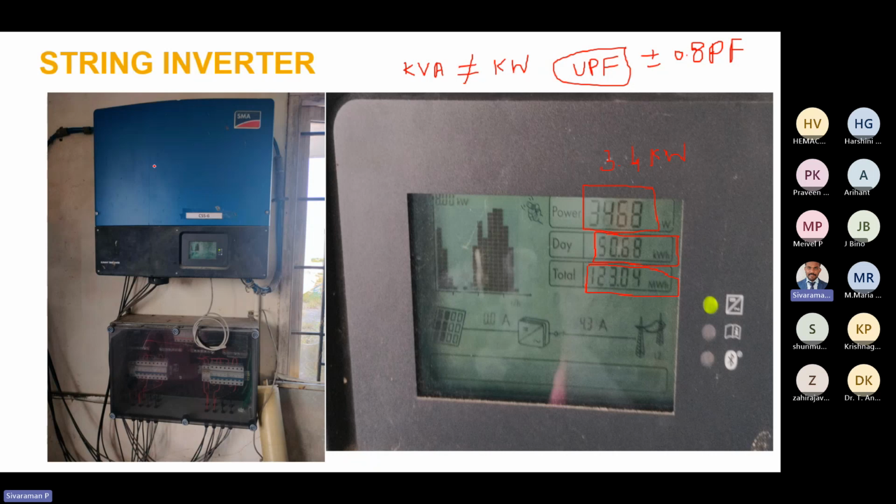So this is the solar string inverter. Then this will be the DC-DB, meaning DC distribution board. Here the MCB will be there. This is the MCB. Then this one is the SPD. SPD means surge protective device.